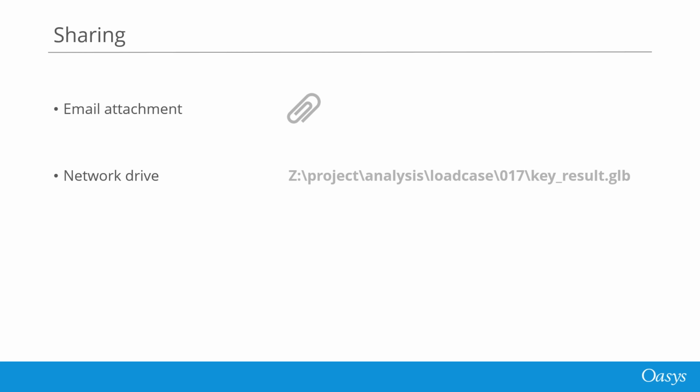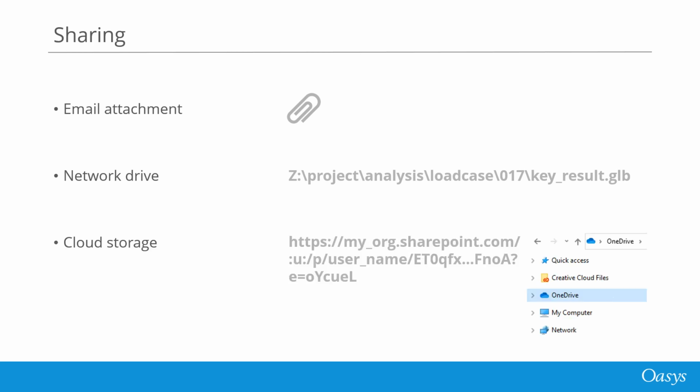But how do you share the GLB file with your team member, partner, or client? If the GLB file is very small, you could send it as an email attachment. Or if you work in the same organization, you might save it to a shared local network drive. If you have Dropbox or Microsoft 365, it's easy to save the file to shared cloud storage.